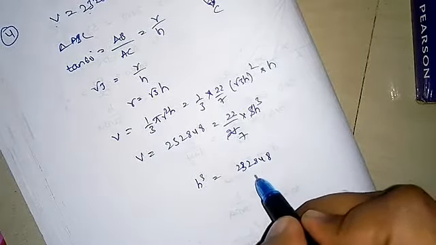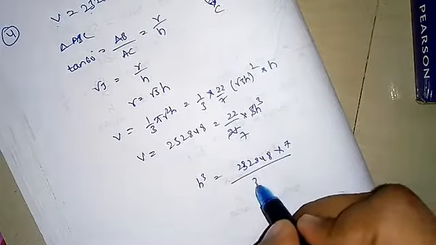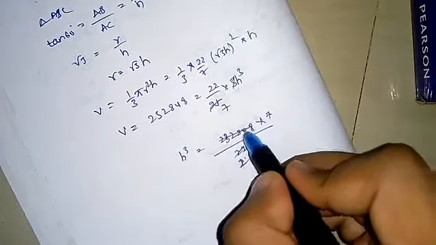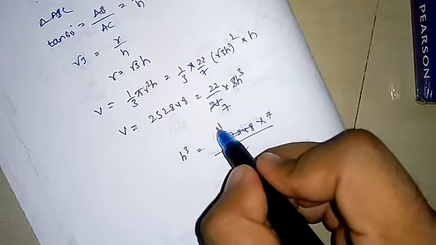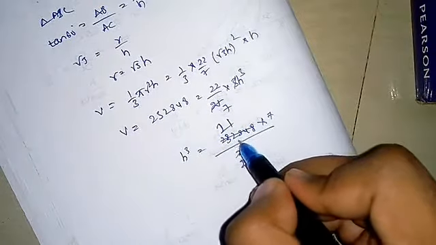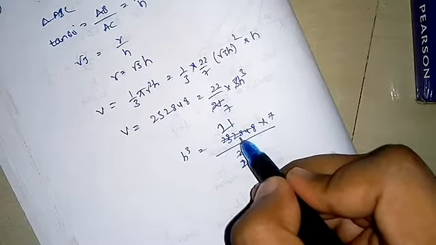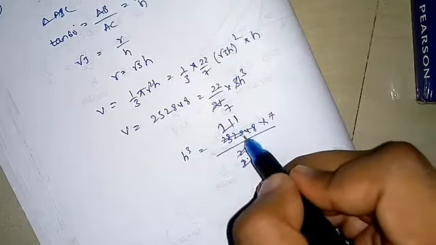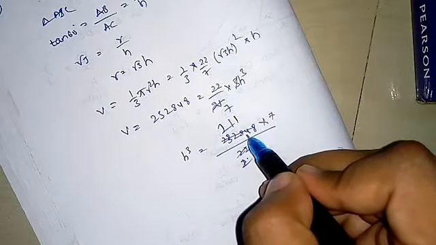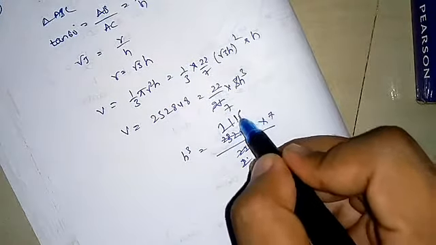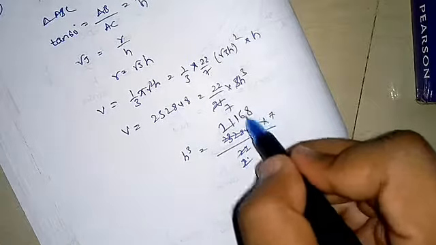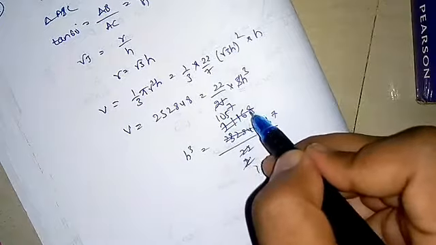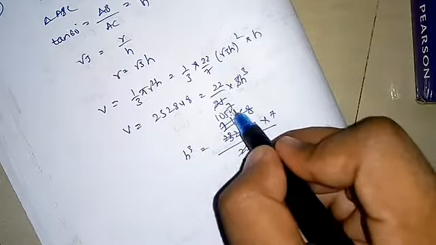232848 into 7 by 22. Let's cancel with the 11 table. 11 2s are 22. 11 1s are 11. 11 6s are 66, 80. So it's 2 ones are 2, 1, 0, 5, 8, 4.